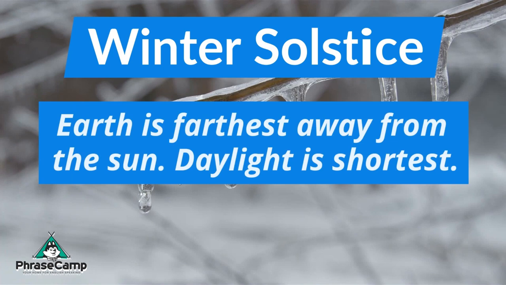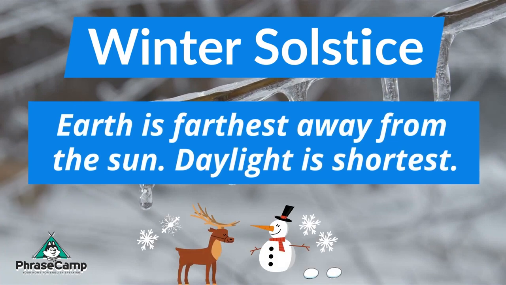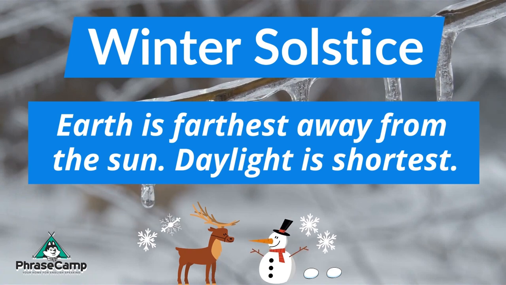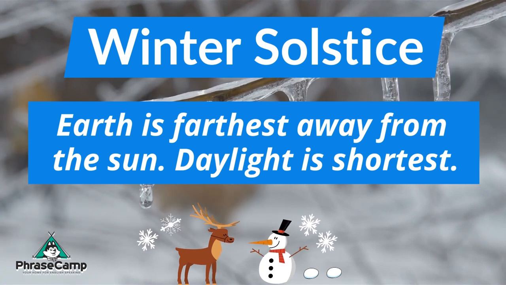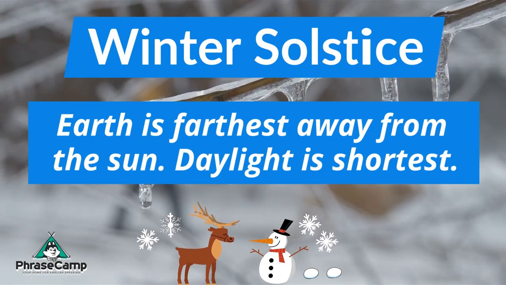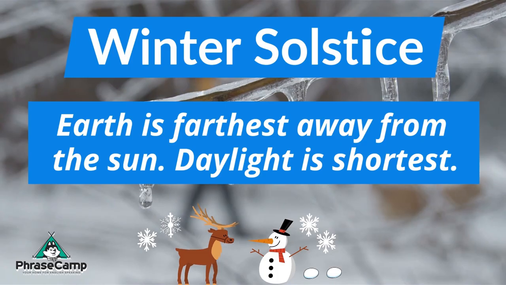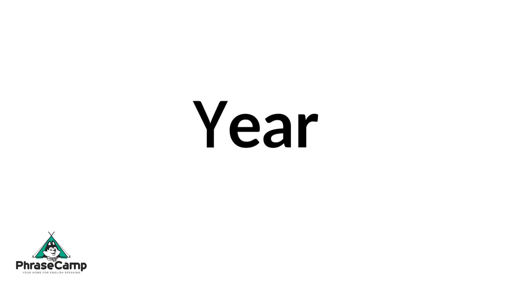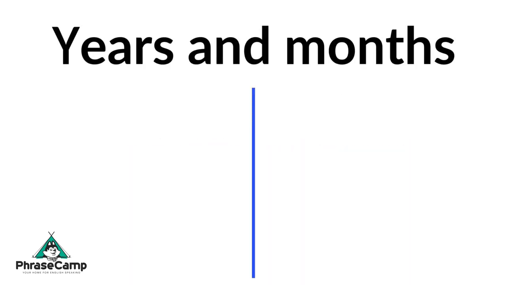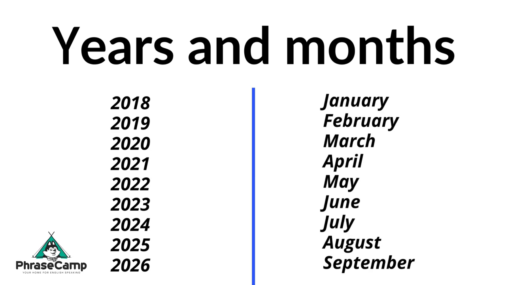Winter solstice. This is the time when the earth is farthest away from the sun, so the days are shortest then. Year. Year end. Years and months.